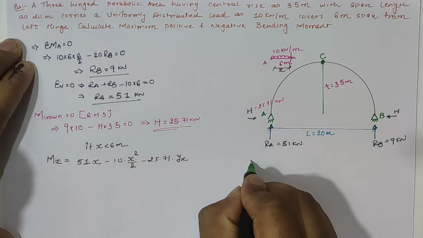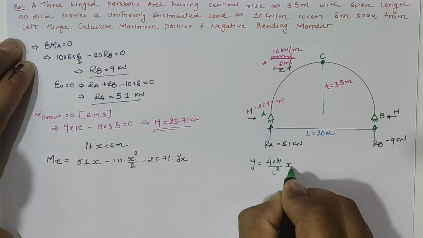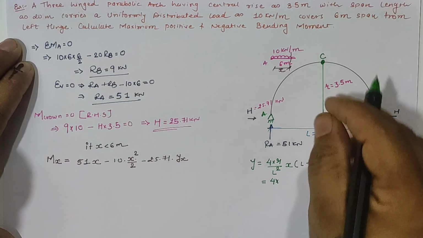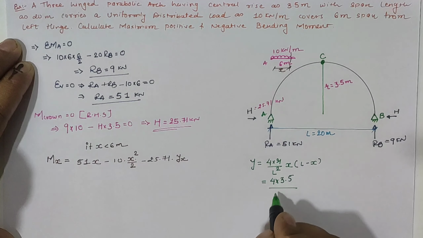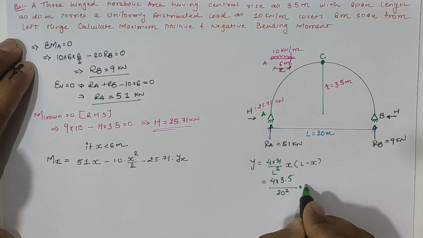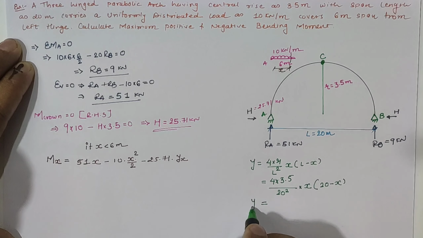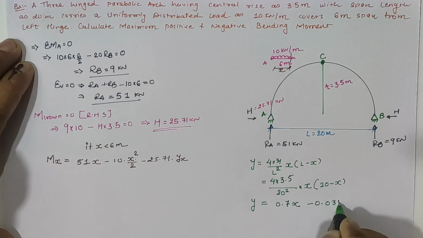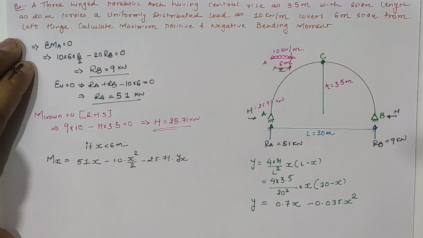For the distance x meter, we require the vertical distance yx, and for that we have the equation y is equal to 4r by l square into x into l minus x, where 4 is constant, r is given as 3.5 meter, divided by l square, where l is given as 20, into x into 20 minus x. Hence our value for y is equal to 0.7x minus 0.035 into x square.